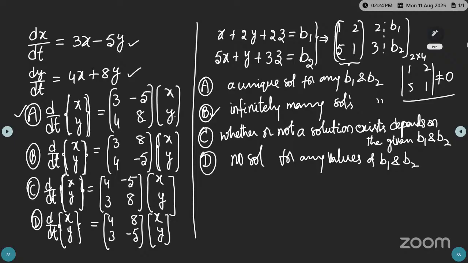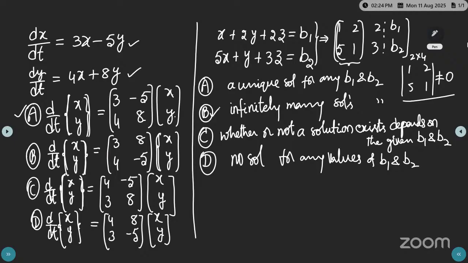Right. So there exist infinitely many solutions.